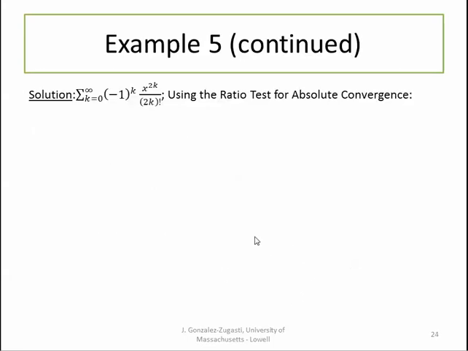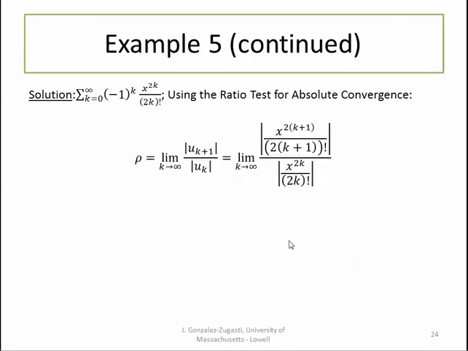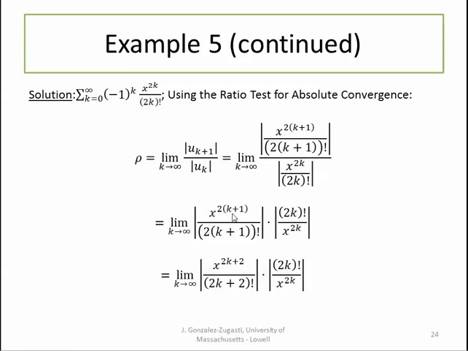Alright, so again, looking at our series, we're going to use the ratio test for absolute convergence. Rho is going to be equal to this. We simplify the limit in here by flipping the denominator. I expand this out so it becomes 2k plus 2. On the bottom I get 2k plus 2 factorial.